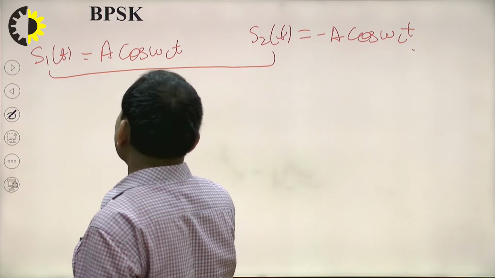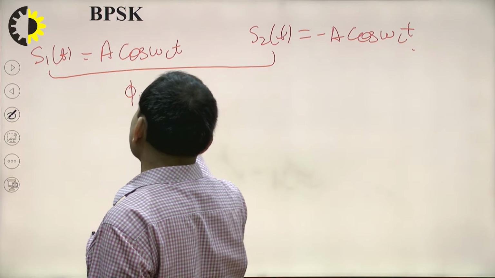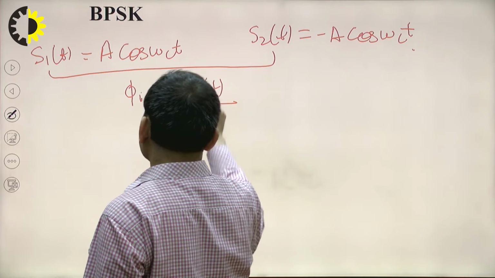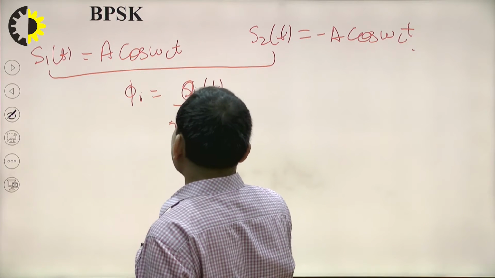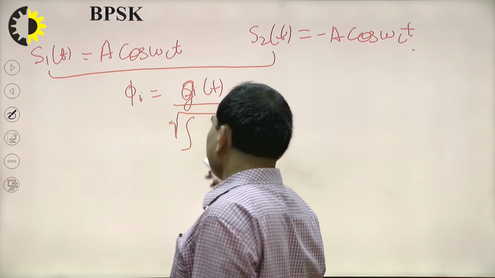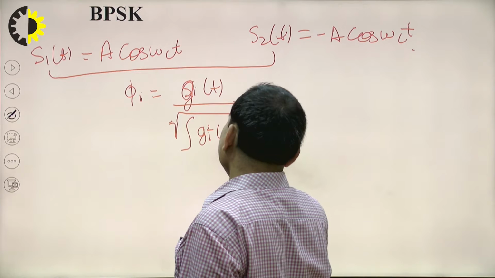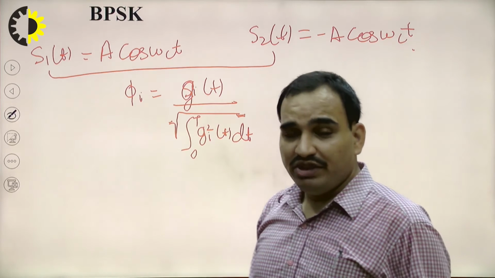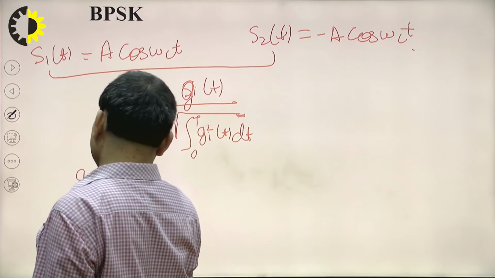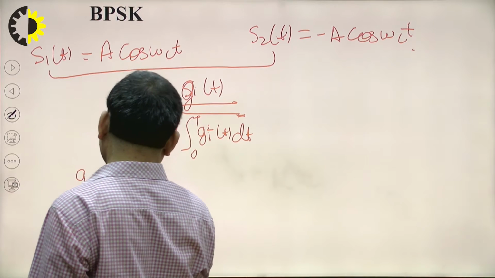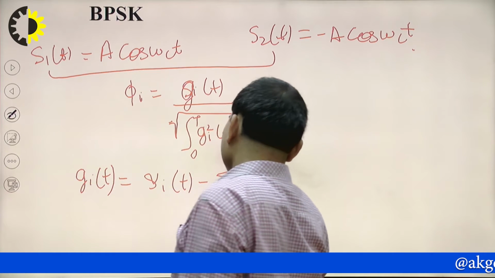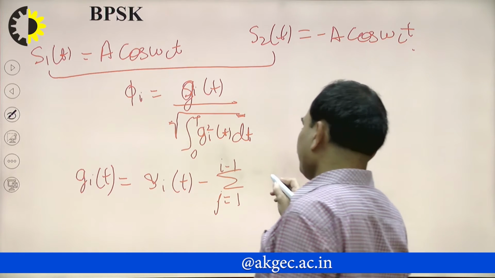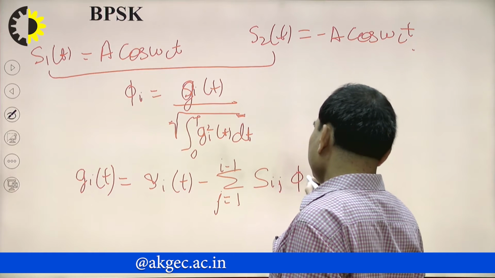It is given by φi(t) equals si(t), or you can say gi(t) for the generalized case, divided by the square root of the energy of gi(t), that is the intermediate function, so the integral of gi²(t) dt for the range 0 to T. Okay. And what is the intermediate function? The intermediate function gi(t) is given by si(t) minus the summation over j equals 1 to i minus 1 of sij φj(t).